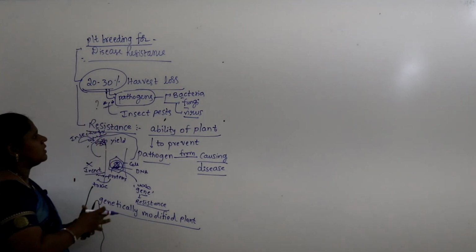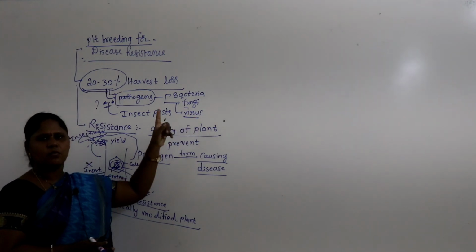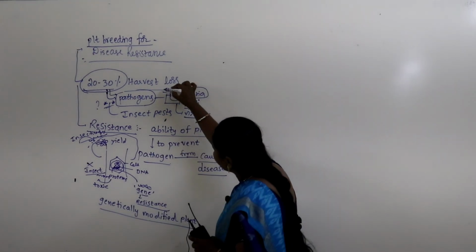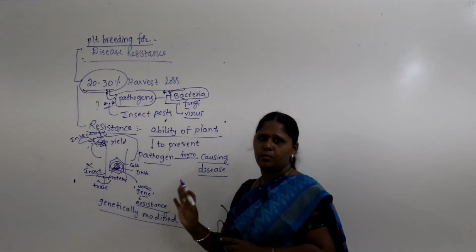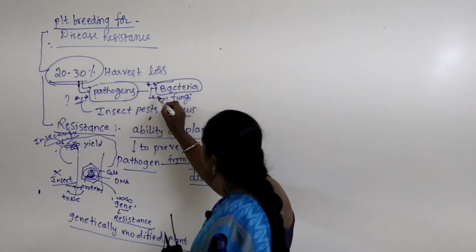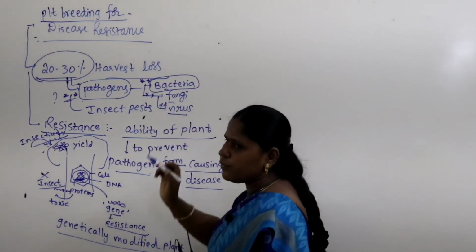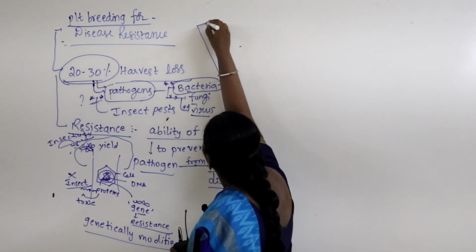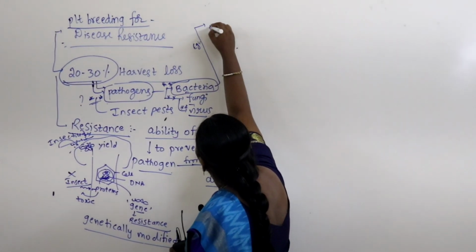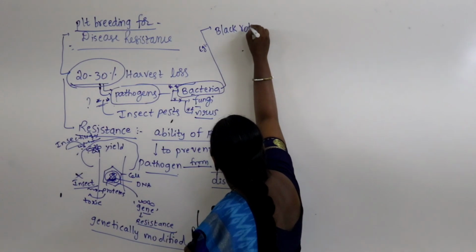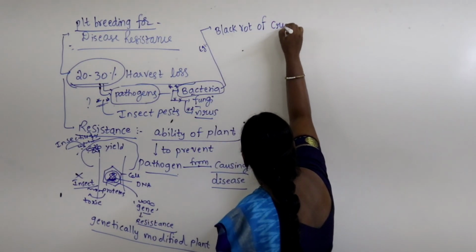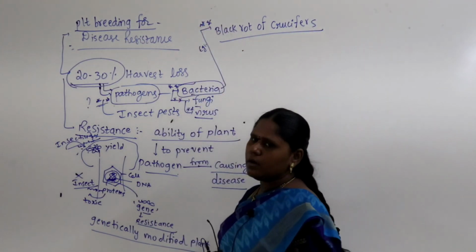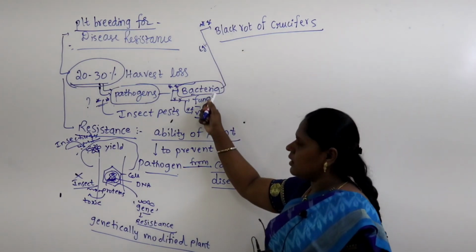Which pathogens? As I told you, bacteria, fungi and virus. If you take bacteria as an example, wherever I write star marks, that's a very important point. Wherever I keep the star marks, those points are very important for all of you to remember. For bacteria, I am just giving the example: black rot of cruciferous. You have to remember this is an example of bacterial infection.